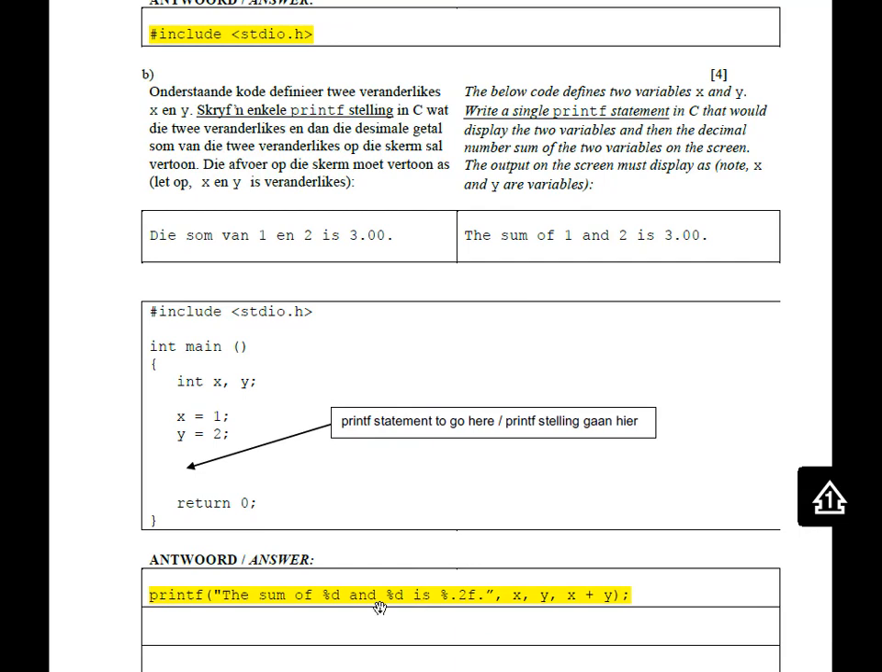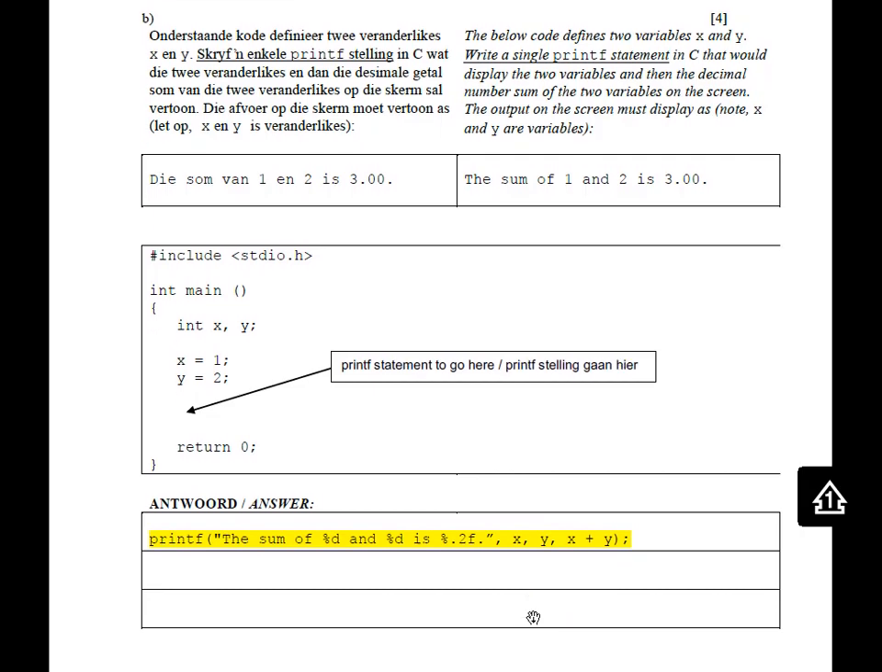The answer is this one printf statement: the sum of %d, because it's an integer, and %d, another integer, is a percentage. To get this decimal output and formatting, we use the .2f format specifier. Okay? This is x, y, and x plus y. And this will format this sum into the decimal format specifier over here.